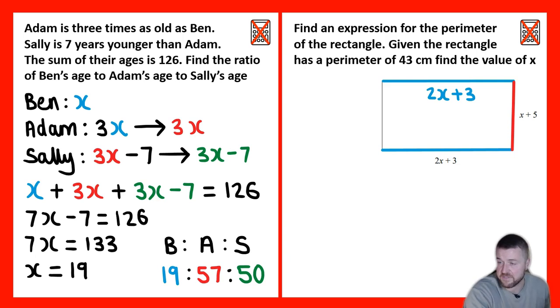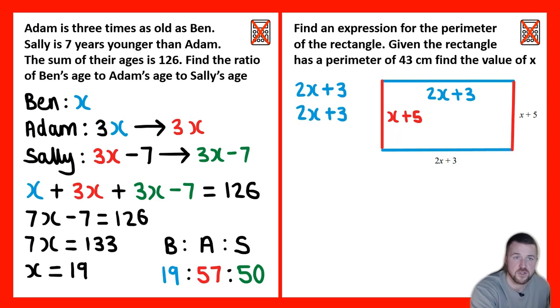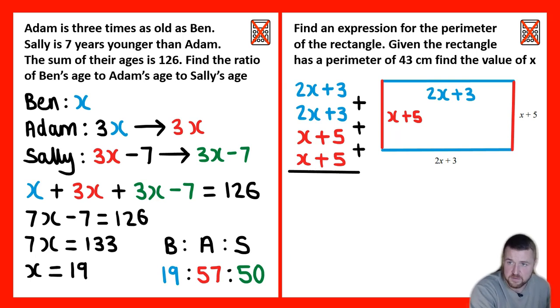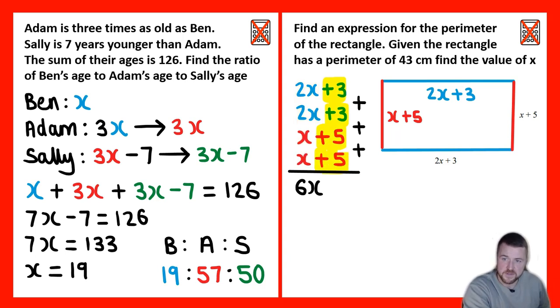Likewise, if this length is labelled as x plus 5, then this length can also be labelled as x plus 5. The perimeter will be the sum of all 4 of these lengths, 2x plus 3 plus 2x plus 3 plus x plus 5 plus x plus 5. Adding by collecting like terms will give me an expression for the perimeter of the rectangle. 2x plus 2x plus x gives me 6x, and 3 plus 5 plus 5 is positive 16.